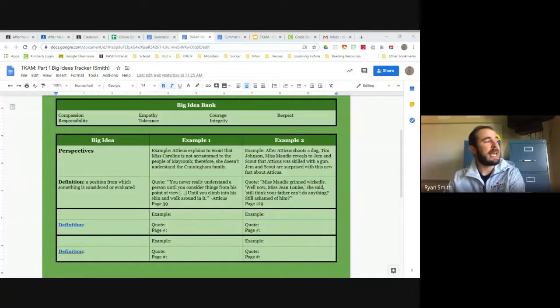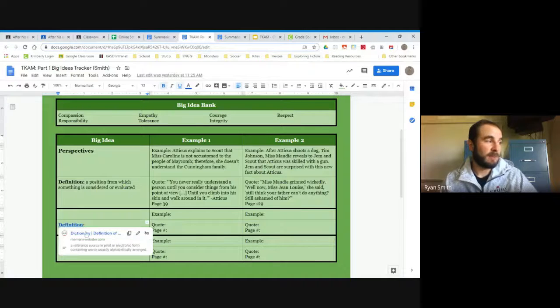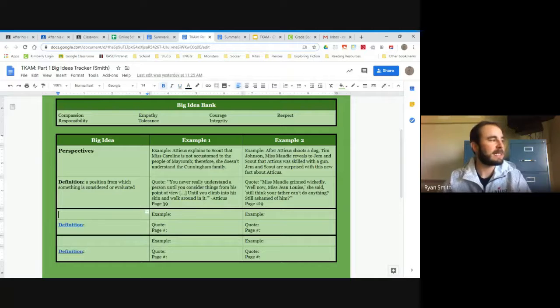We also did an example dealing with the concept of perspectives. So for the example here, we have our big idea, perspectives, and we had a definition here, which you'll see that we even linked. You can go to dictionary.com and type in whatever word that you find. So if the first one you use is compassion, you could type in compassion and have the dictionary definition right there. We try to make it as easy as possible.